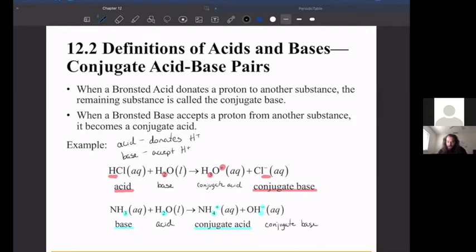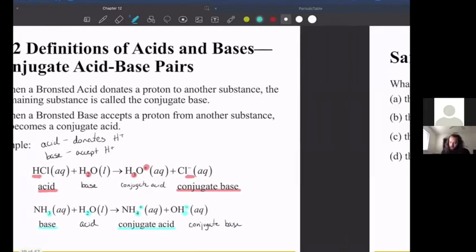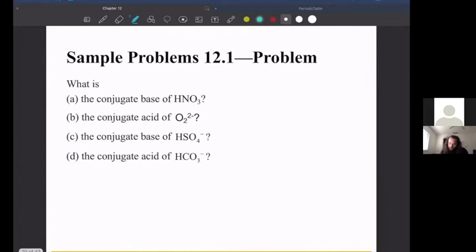Okay, and make sure that you understand how to go from your acid to your conjugate base. You're losing a proton, right? Whereas if you go from a base to the conjugate acid, it's gaining a proton. Okay, so let's practice that here. What would be the conjugate base of HNO3, right? Nitric acid.